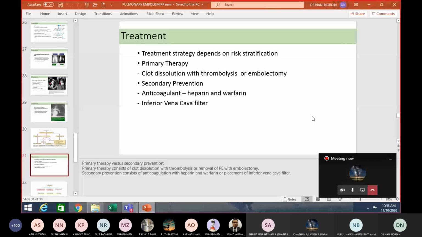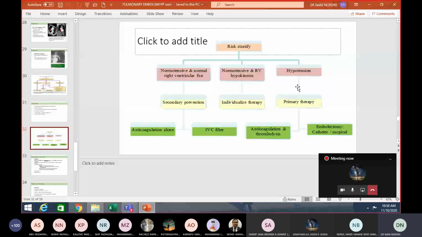Okay, all right. This is another guideline. I'm not going to go through this, but just bear in mind, if you have hypotension, that is when you are going into shock, you want to go straight for the primary therapy. If patients are still normotensive, maybe you want to look at the secondary prevention.